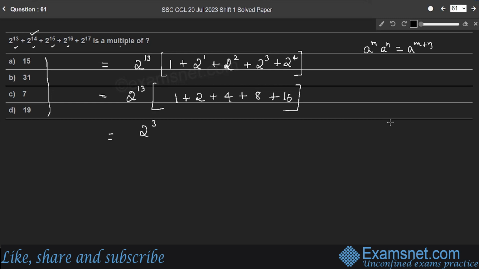Therefore, 2 raised to 13 into the sum of these numbers. 16 plus 8, 24 plus 4, 28, plus 2 is 30, plus 1, 31. Therefore, the given expression is a multiple of 31. Right? Option B is the right answer.